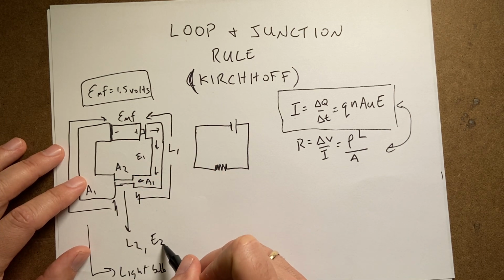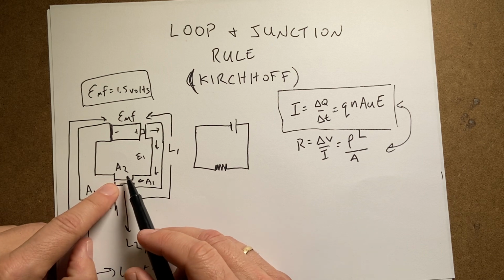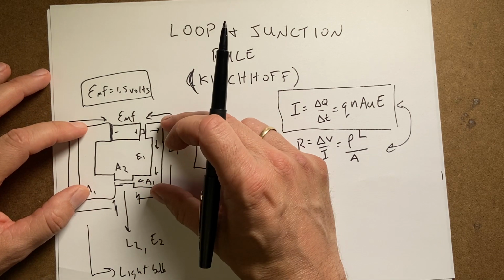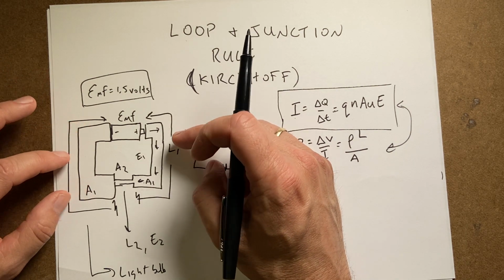I'll write it down here. That's A2 and L2 for the length and the area. This is a length of A1. And I'm treating this as just one whole wire, even though it's in two pieces, so it has length L1, the whole thing.